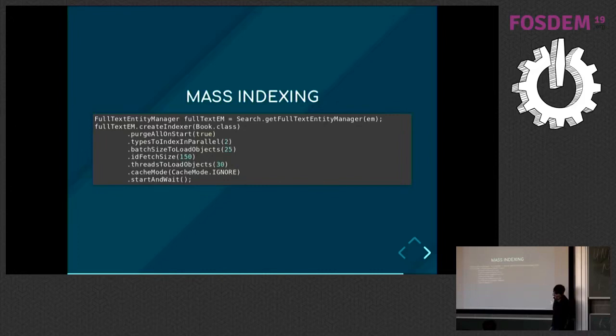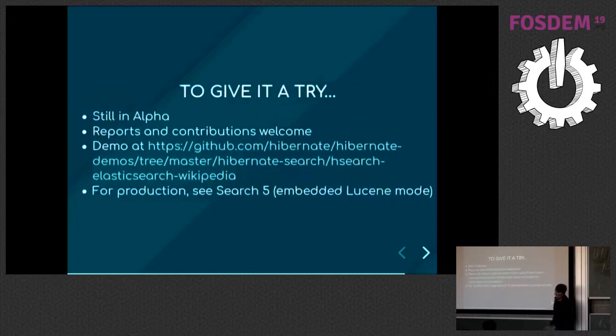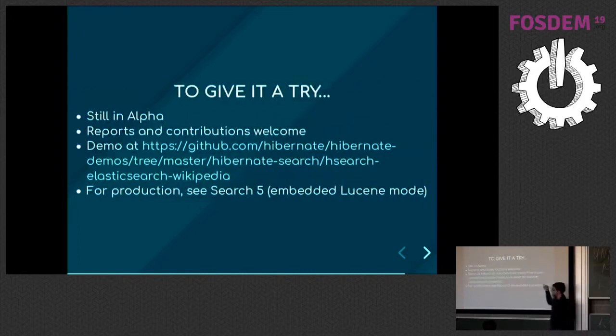And if you want to give it a try, Hibernate Search 6 is still in alpha, so there are still some serious limitations. You don't have all field types. There are some missing features. The APIs are still unstable, so we're getting closer. But you can try it. Reports and contributions are welcome. There's a demo at this address.